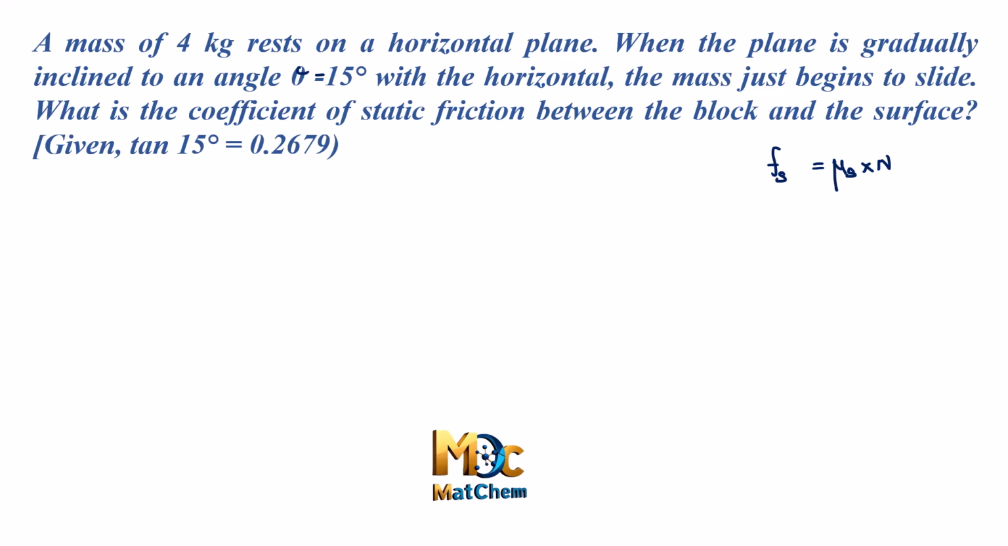So here we have a horizontal plane. On this horizontal plane, a 4 kg mass is placed. The plane is gradually inclined to an angle of 15 degrees, that means like this. This is the plane, inclined to an angle theta equal to 15 degrees. So you have placed a 4 kg mass here. This is the 4 kg mass.